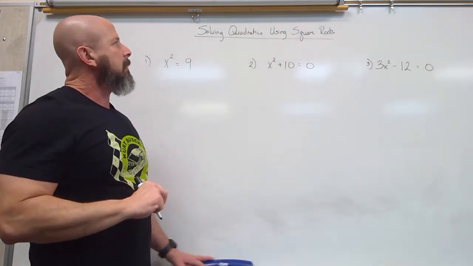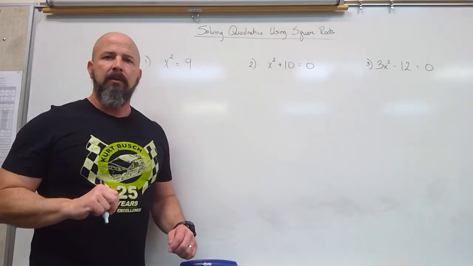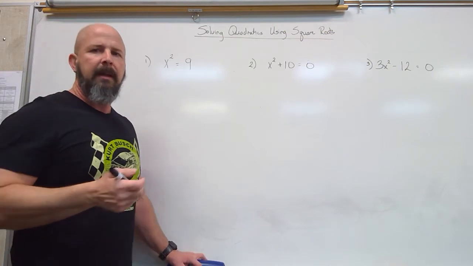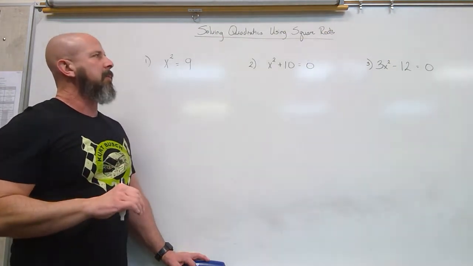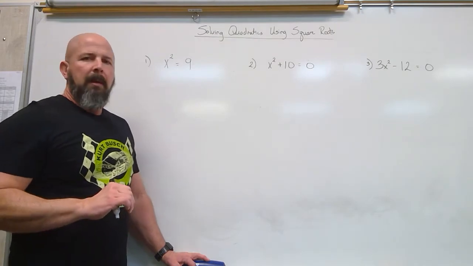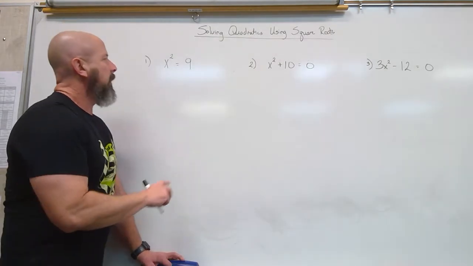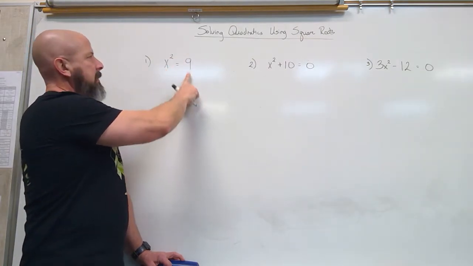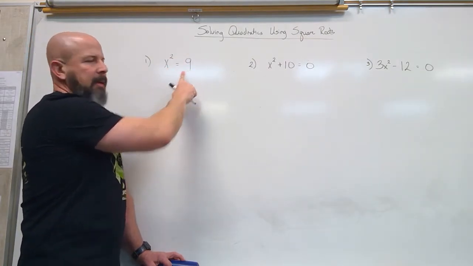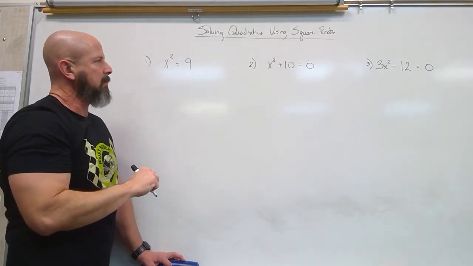Alright, we're going to look at solving quadratics using square roots. Now, we've done solving quadratics with factoring, and that's not going anywhere. This is another method using square roots. The method works really well when you just have the squared quadratic piece and a number. So we've got a few different examples up here, and we'll look at some more.